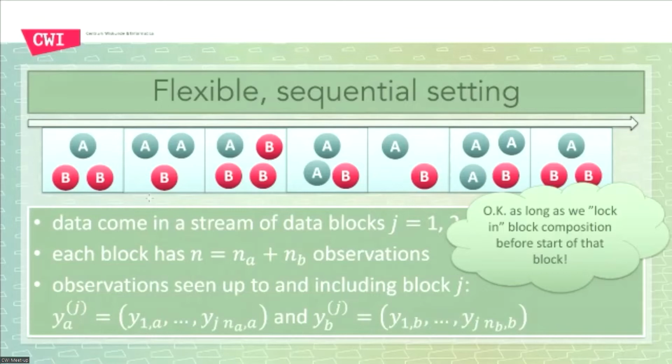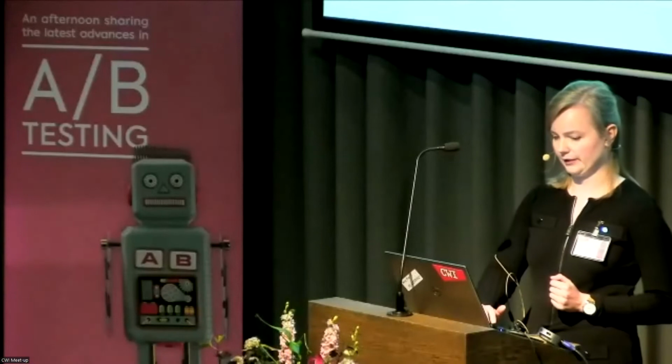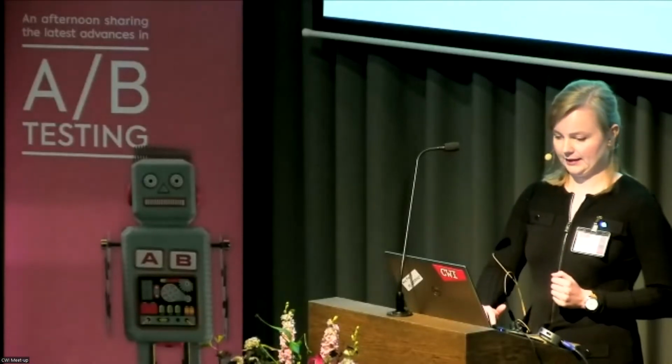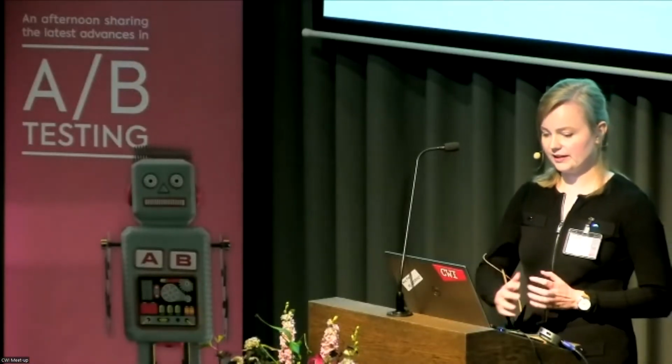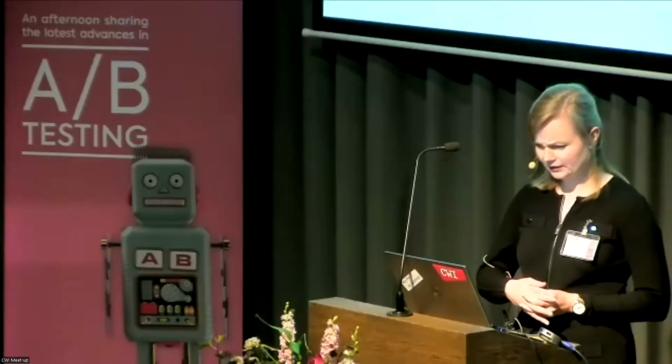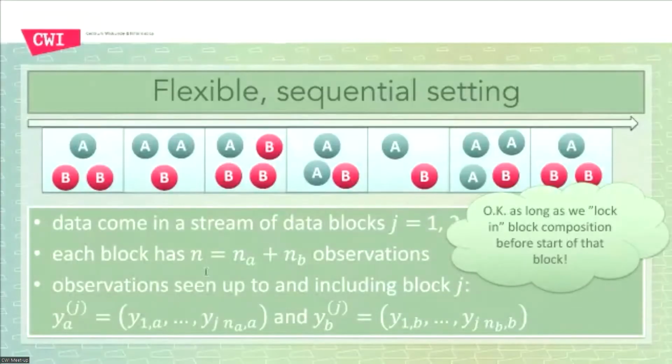And you can even do something completely crazy like this. And this is okay in our setup as long as we lock in the composition of the next block that we're going to analyze before we start collecting it. And so we denote this as NA and NB, the number of observations in each block, and we should fix NA and NB before we start collecting the data for that block. And it's good to choose this NA and NB as small as possible. Okay, so this is our setting.